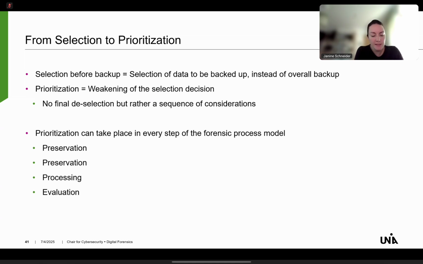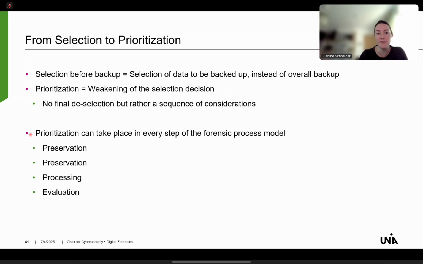But because the selection thing is not very popular with police, we can do prioritization instead of selection. So selection before backup, for example, is a selection of data to be backed up instead of the overall backup, and that's a hard one. Prioritization is the weakening of the selection decision. It will make sense in a second. It's no final deselection, but a sequence of considerations.